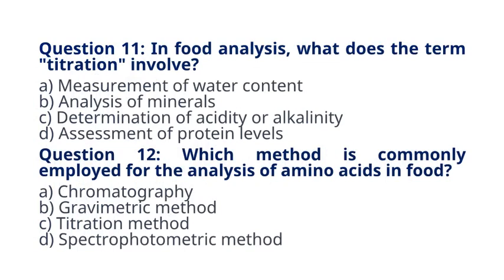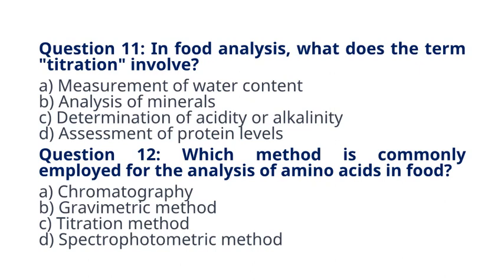Question 11. In food analysis, what does the term titration involve? A. Measurement of water content. B. Analysis of minerals. C. Determination of acidity or alkalinity. D. Assessment of protein levels. The correct answer to question 11 is option C. Determination of acidity or alkalinity. Explanation: titration is a method used to determine the acidity or alkalinity of a solution.